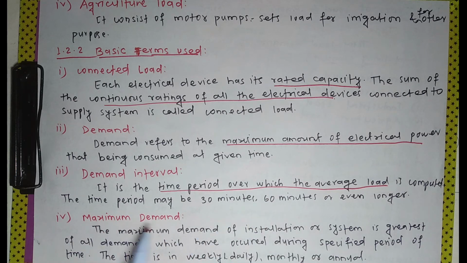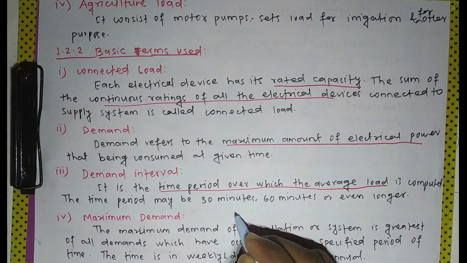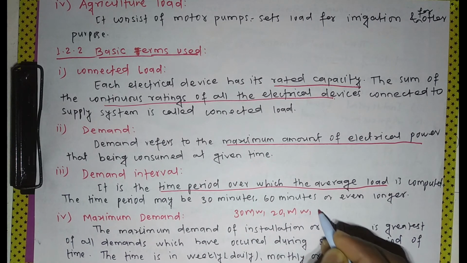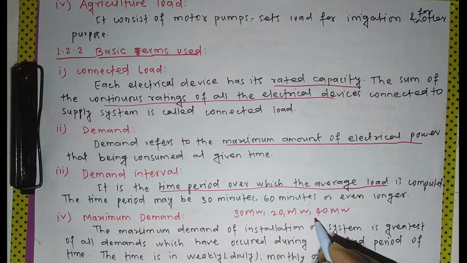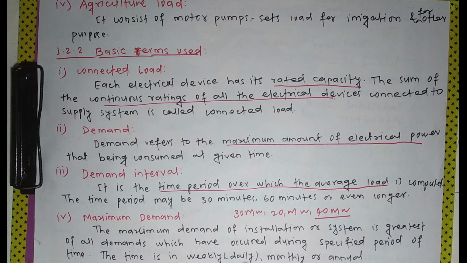Now maximum demand. The maximum demand of any installation or system is the greatest of all demands which have occurred during a specified period of time. Suppose we have demands of 30 megawatt, 20 megawatt, 40 megawatt. These all are demands, but what is the maximum demand? The greatest one is the maximum demand. Then 40 megawatt will be the maximum demand, and it is taken weekly, monthly or annually, means in our year.